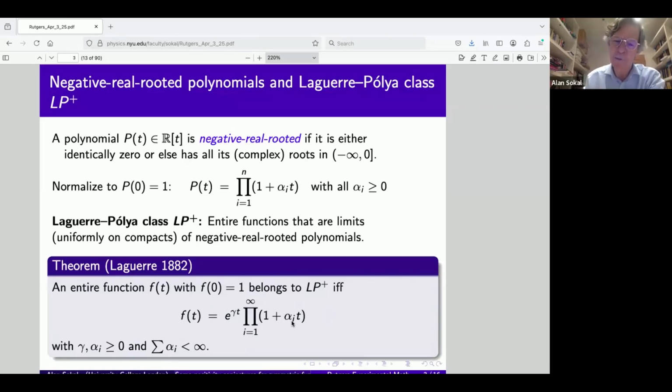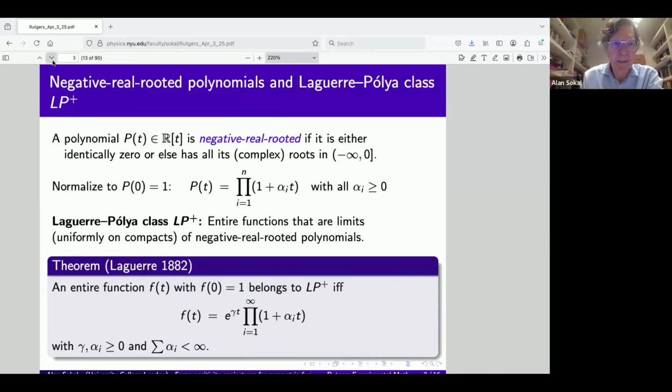And then there's one other thing, namely you can have an e to the gamma t, which of course is kind of like a limit. I mean, you know that e to the gamma t is the limit of (1 plus gamma t over n) to the n. So it's like lots and lots of roots going out to infinity. So this is what Laguerre proved, that an entire function is a limit of negative real-rooted polynomials if and only if it's of this form.